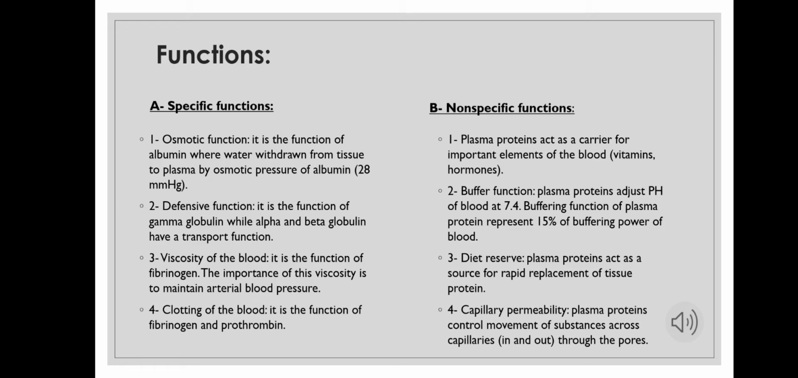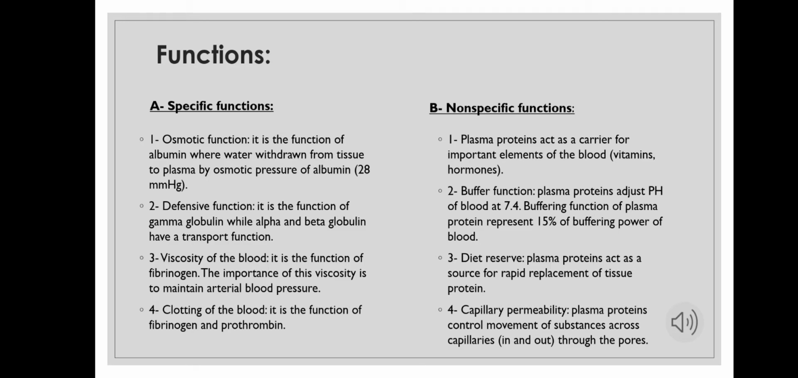Thirdly, you have the viscosity of the blood, for which fibrinogen acts as the responsible protein. This is important to maintain the arterial blood pressure. Last but not least, the fourth function is the clotting of blood, where fibrinogen and prothrombin together perform this function.